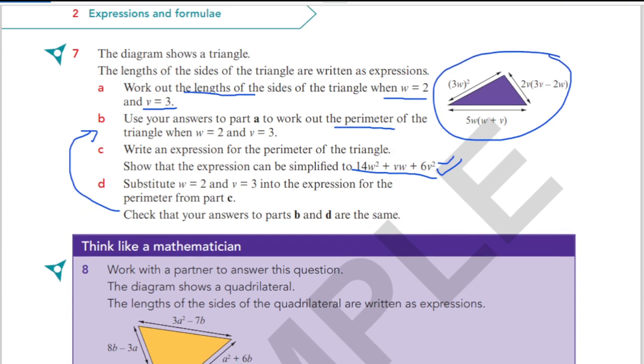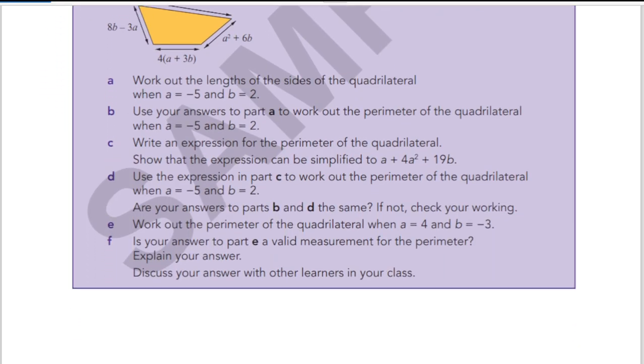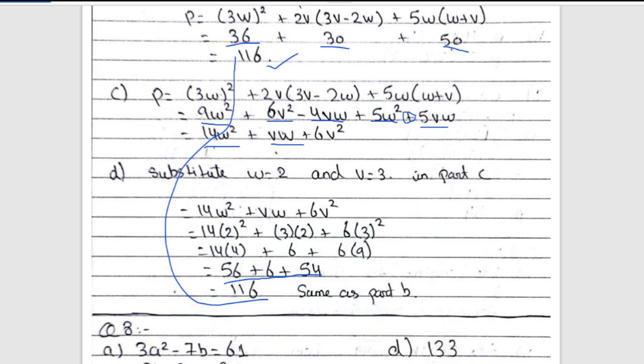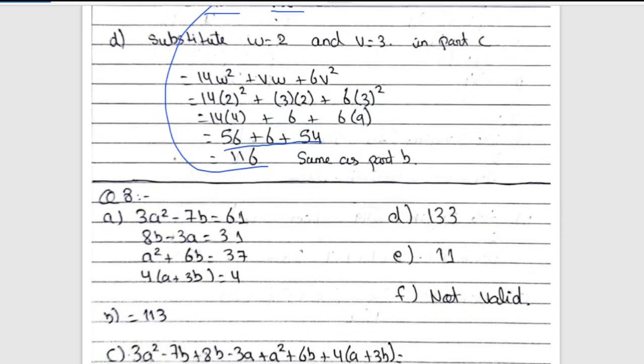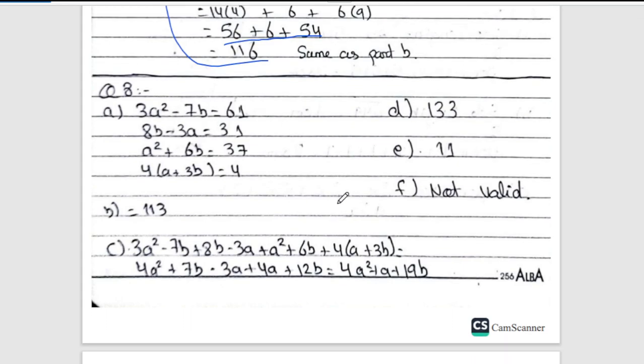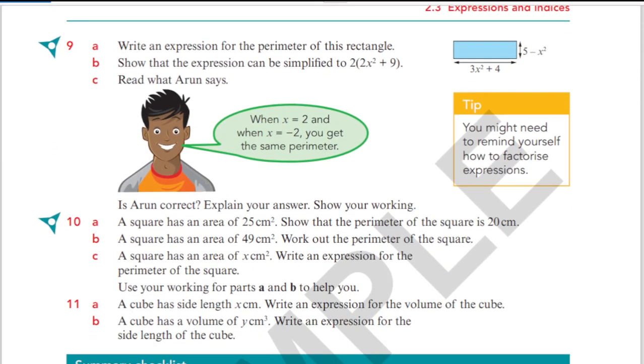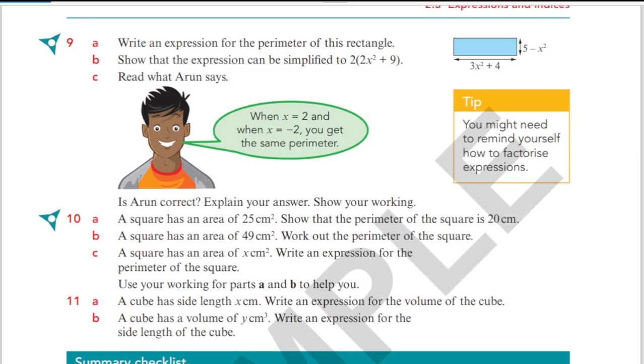Question number 8 is the same as question number 7. I am not solving this question, but I am providing you with the solution of question number 8, so it can help you out for practice and you can understand it better. But if you don't want to do question number 8, it's more than enough. Question number 7 is enough to understand the concept of constructing expressions. So now we'll move to question number 9, which is: write an expression for the perimeter of this rectangle.